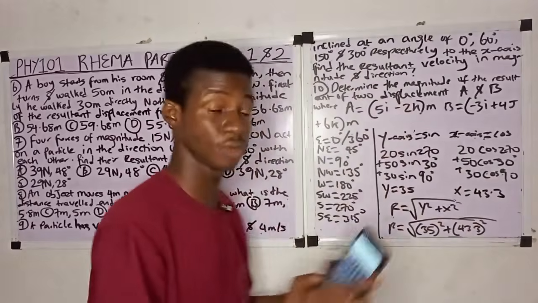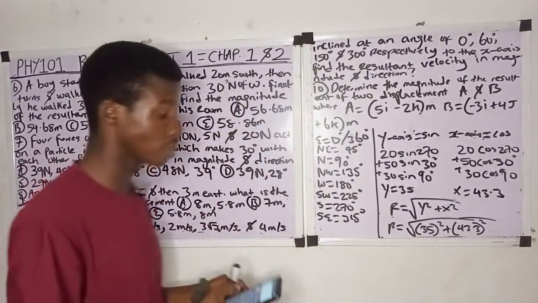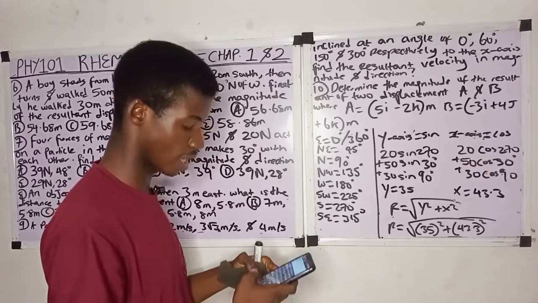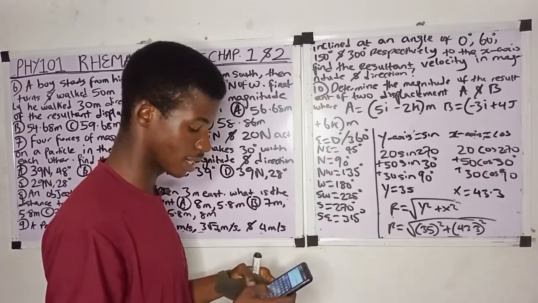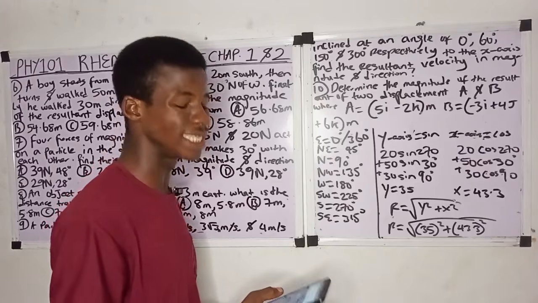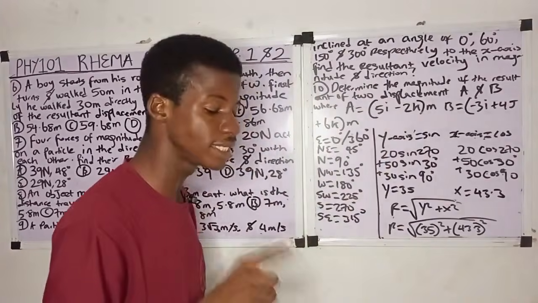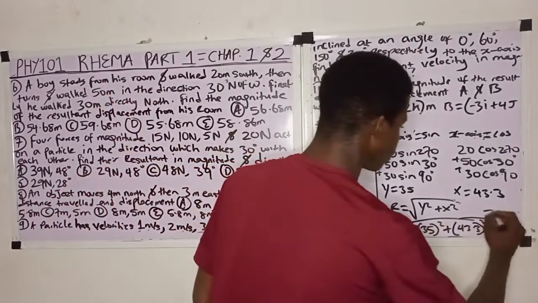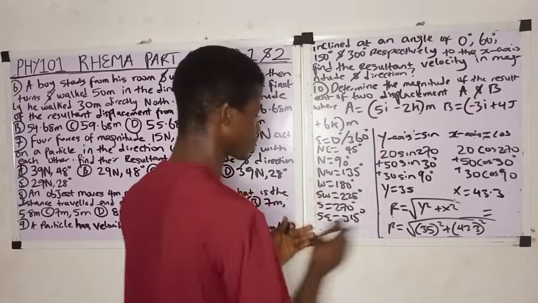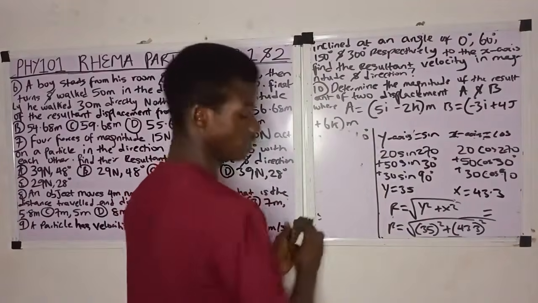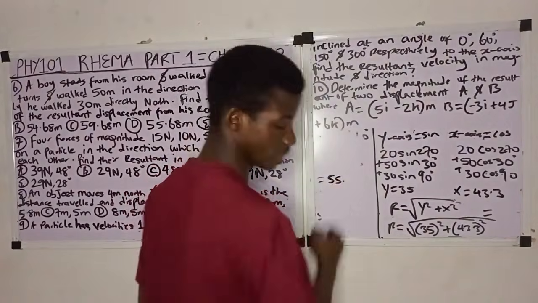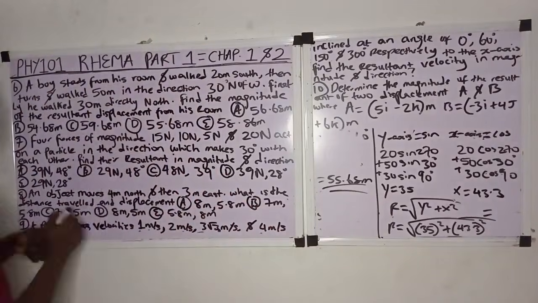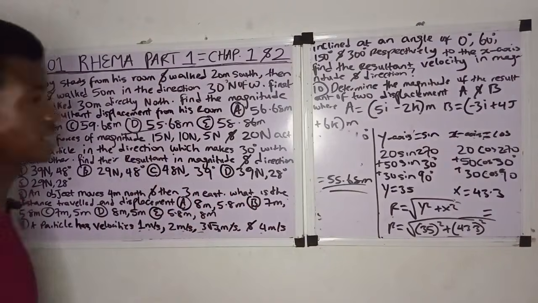Let me do it straight with the calculator. Square root, bracket open, 35, bracket close, squared, plus bracket open 43.3, bracket close, all squared. So our answer is 55.676. Let me approximate: 55.68 meters. So this is the answer. It's very easy. Look for 55.68. So that is D. This is resolution of vectors. So the answer is D.